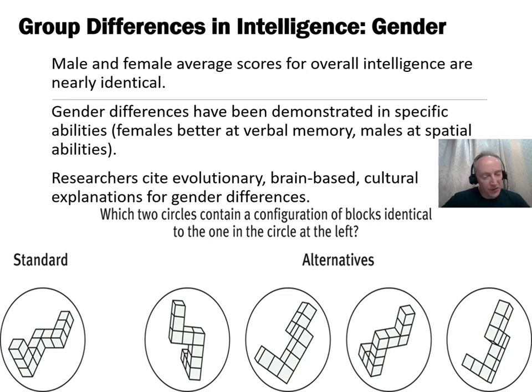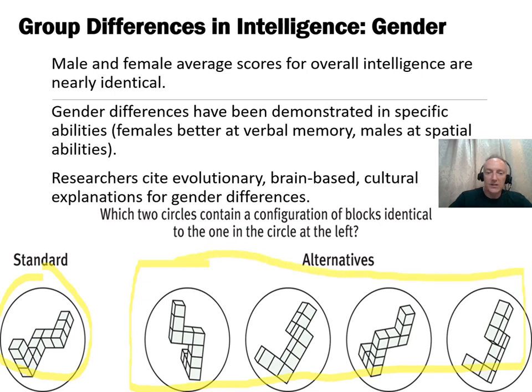So a spatial ability task would be something like this. So you would show them this standard and say which ones here is the same configuration of this one, just turned a different way. So there's two of them. Can you find it? Chances are males might figure that out a little quicker than females.